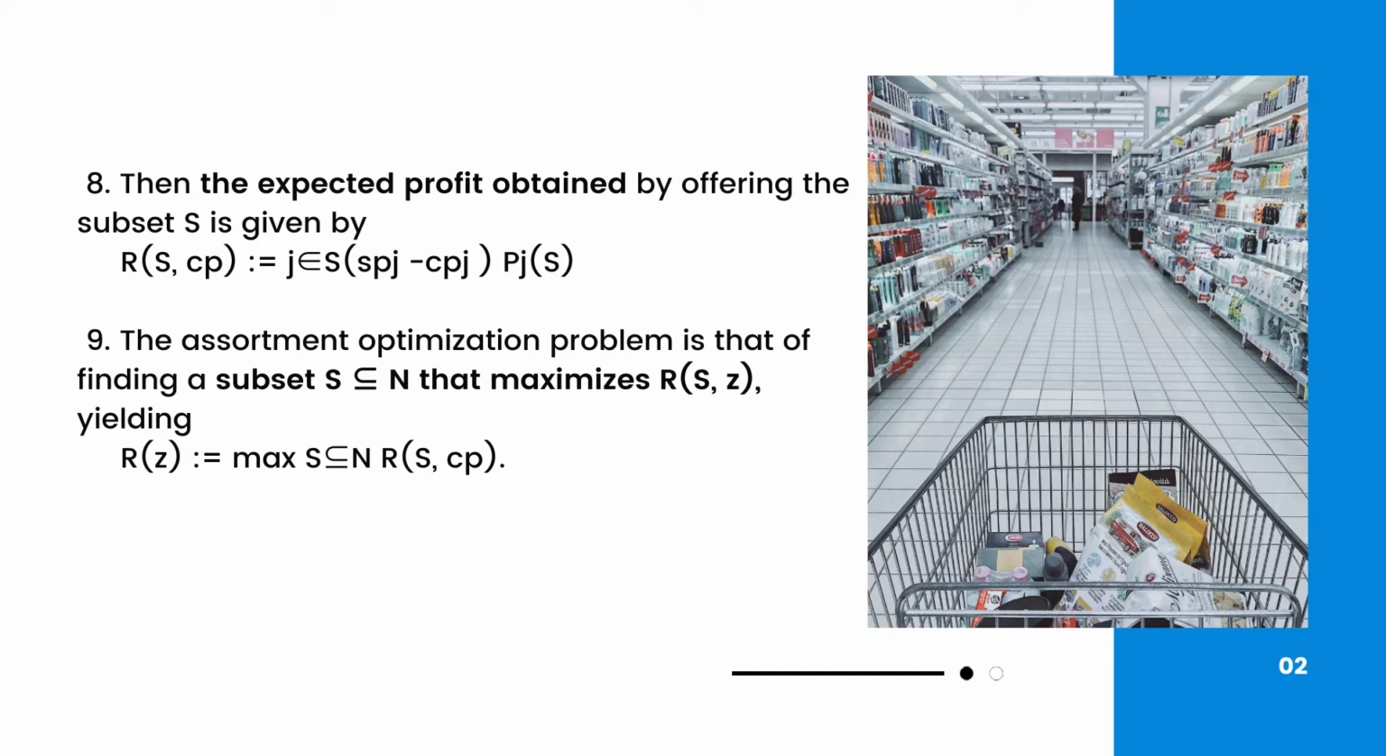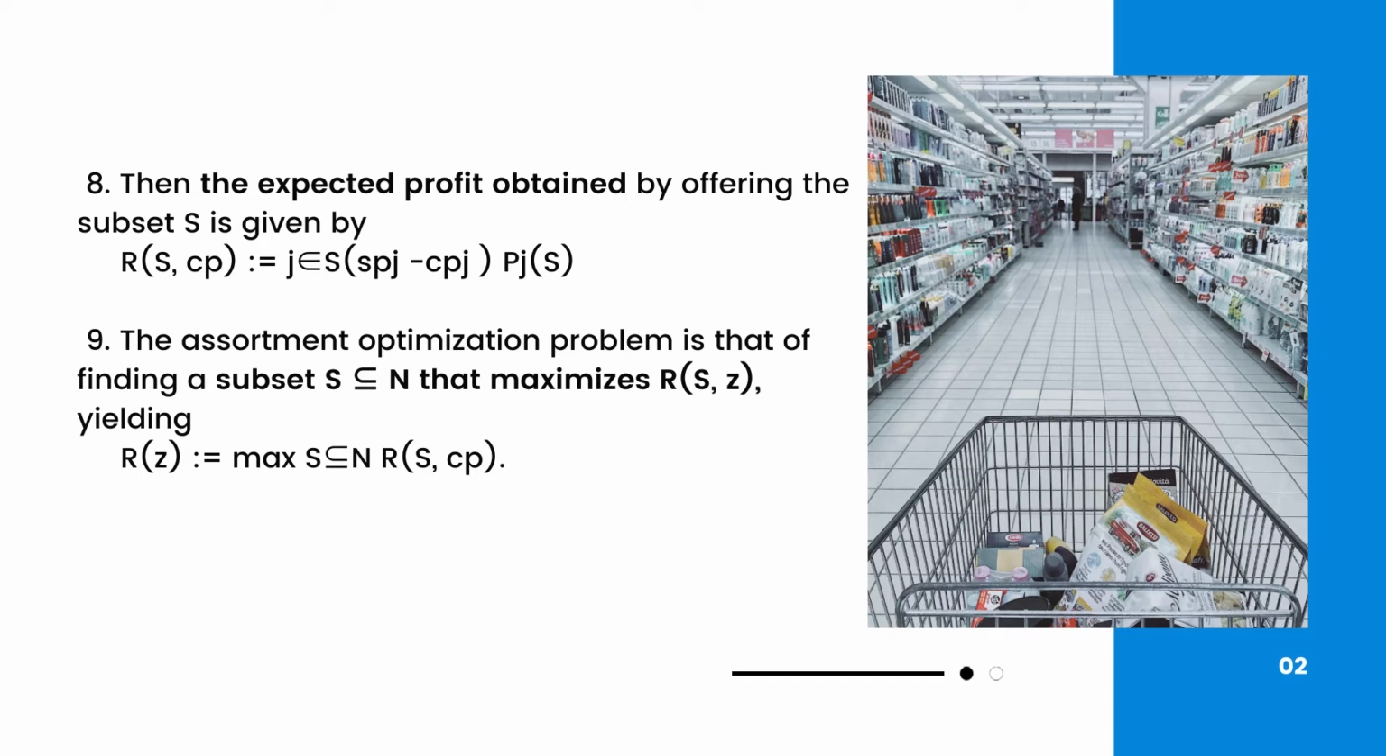Then the expected profit obtained from offering the subset S is given by revenue, which is a function of the set S and the cost CP, which is equal to the price of the jth product minus the cost of the jth product, multiplied by the probability of selecting the jth product, which is given by Pj of S.